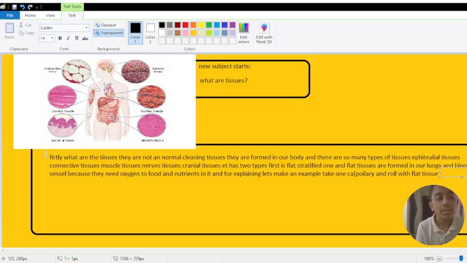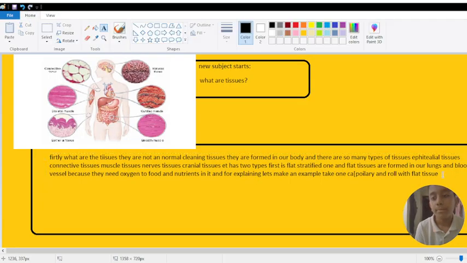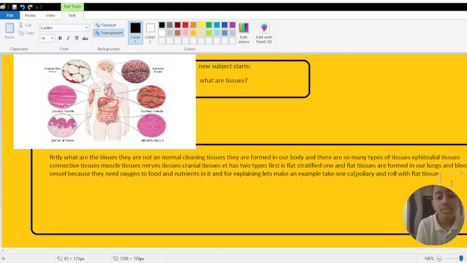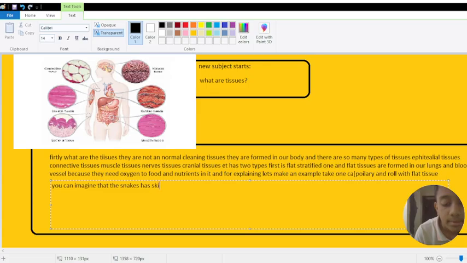I will give you one example for epithelial tissues. If you can't understand its surface, you can imagine that a snake has skin which is scaly type, and fish also, and it makes it so that stuff doesn't enter.